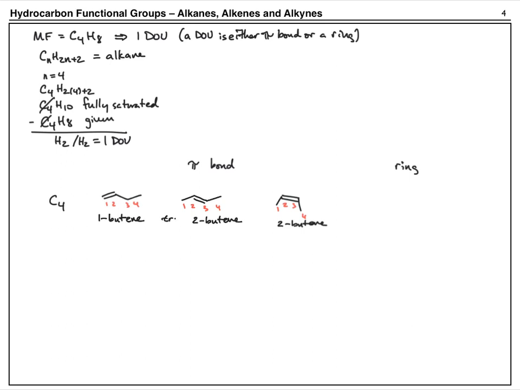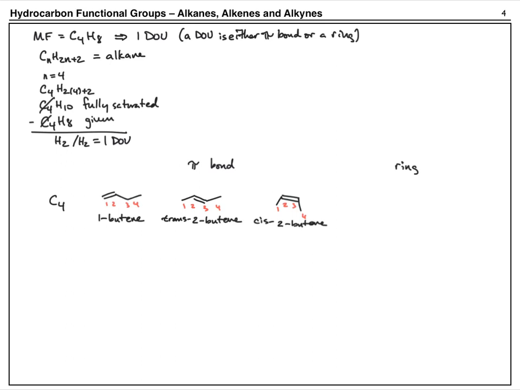The first one has the descriptor of trans. See these terminal methyl groups at positions 1 and 4? See how they're on opposite faces of that alkene? That's how we call this trans. Trans means opposite. In here, the methyl groups 1 and 4 are on the same side, so we call that cis. So for the pi bonds, those are the only possibilities we can have. 1-butene, trans 2-butene, cis 2-butene.